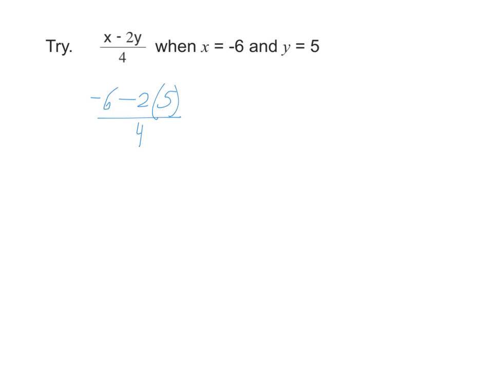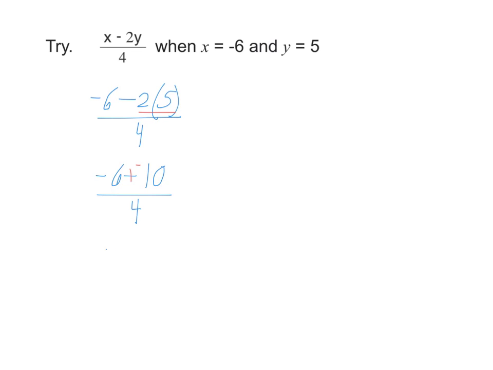I'm going to go directly to the numerator since there's an unassumed parentheses up here. In the numerator, there's also some multiplication that needs to be taken care of first. So I'll do negative 6 minus 2 times 5, or 10. That subtraction symbol would be more convenient to add a negative, so I'm going to make that plus a negative 10.